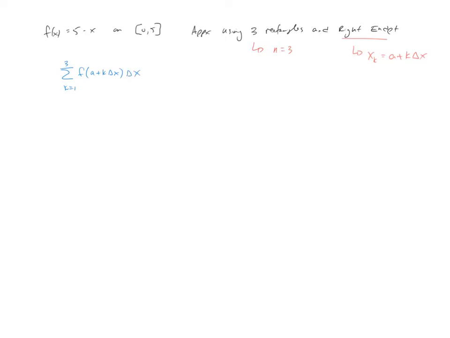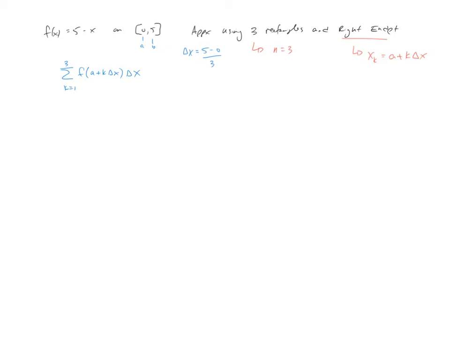Okay, now before I move further, let's talk about what a and delta x are. Well, the a value is here, so a is 0 in this case. B is 5. It's important to note that, because we also know that delta x is going to be b minus a, which was 0, over the n value of 3. So our delta x is going to be 5/3.